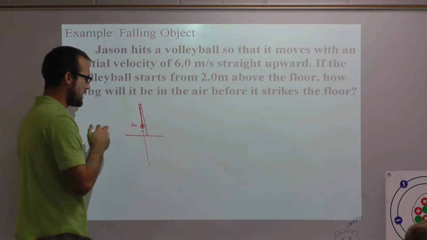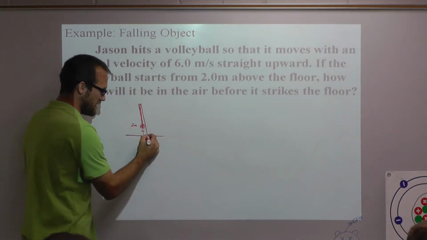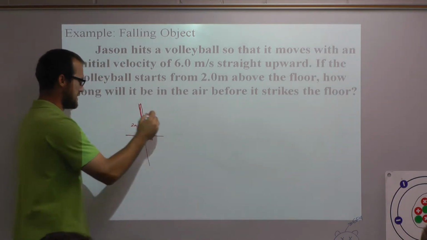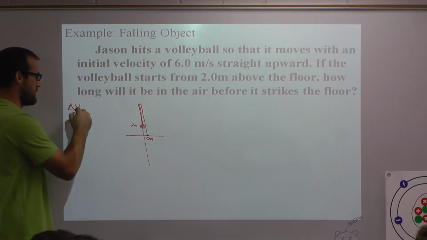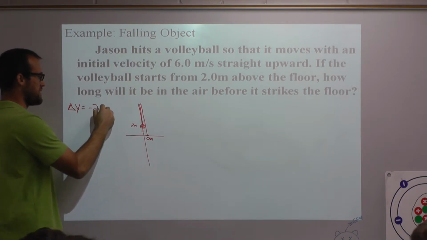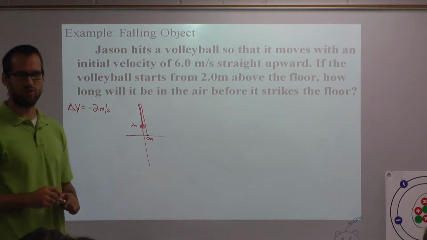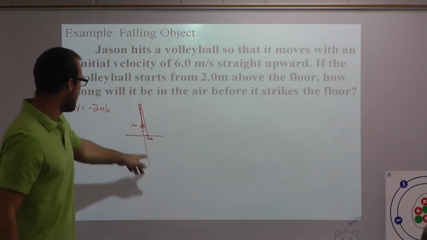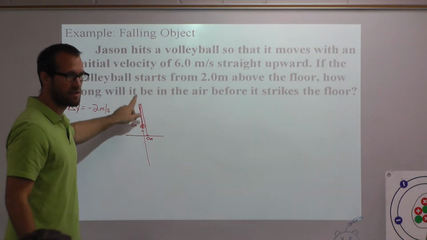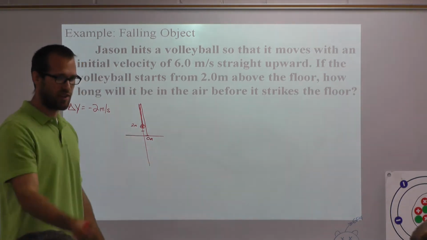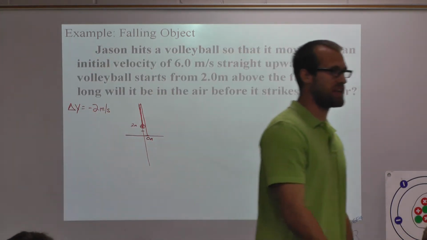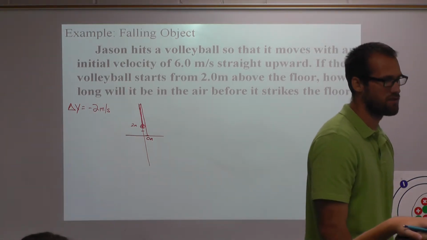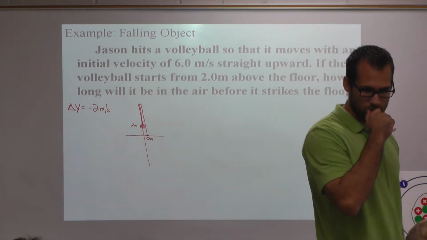So my final position is 0. What is my change in position? Negative 2. You understand that change in x and change in y are used interchangeably if we're doing one-dimensional motion. I'm changing the y position, not the x position, but any change in x in your equation can also be change in y. Vertical displacement is y, horizontal displacement is x.